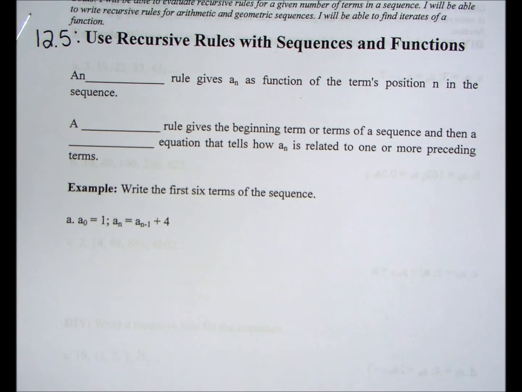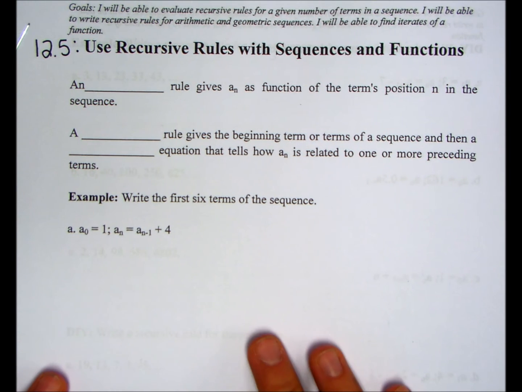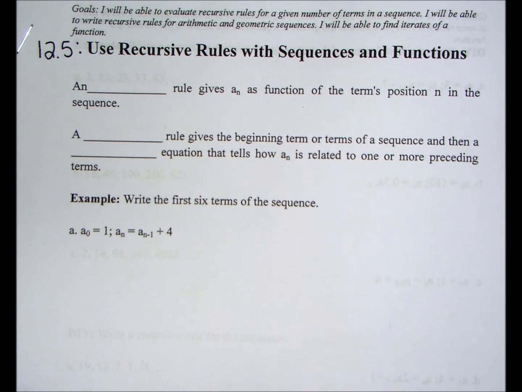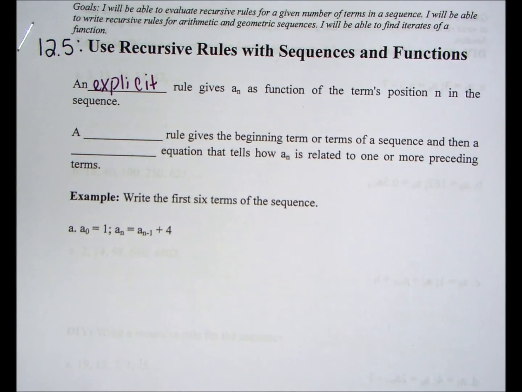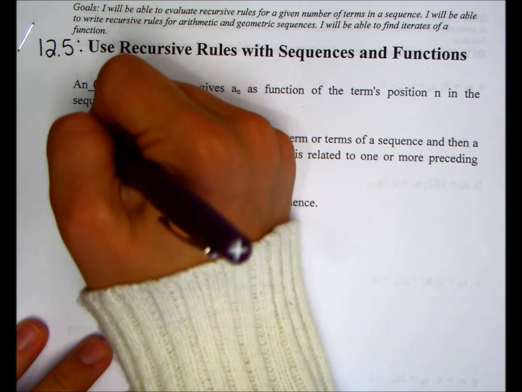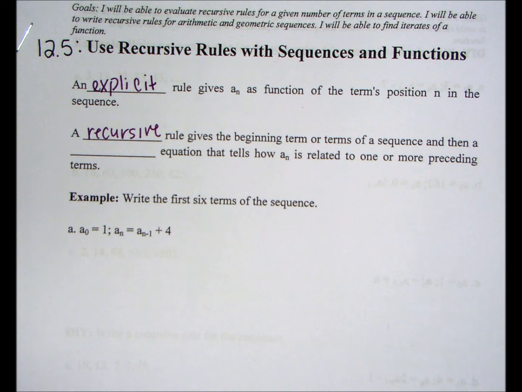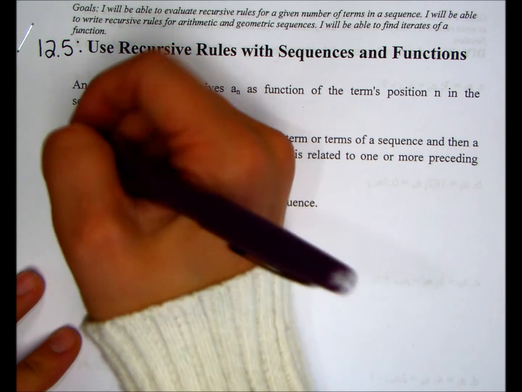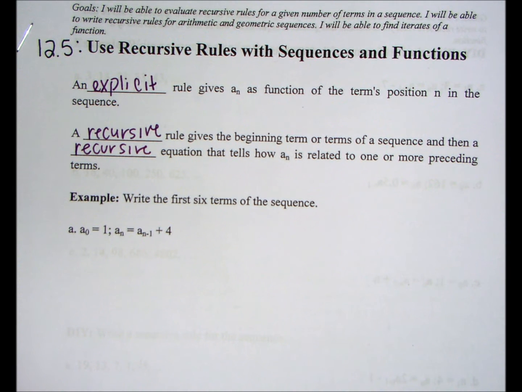So today we are going to talk about 12.5, using recursive rules and sequences and functions. Right now, the past couple of notes, we've been writing an explicit rule, which is a rule that gives a_n as a function of the term's position n in the sequence. A recursive rule gives the beginning term or terms of a sequence and then a recursive equation that tells how a_n is related to one or more preceding terms.